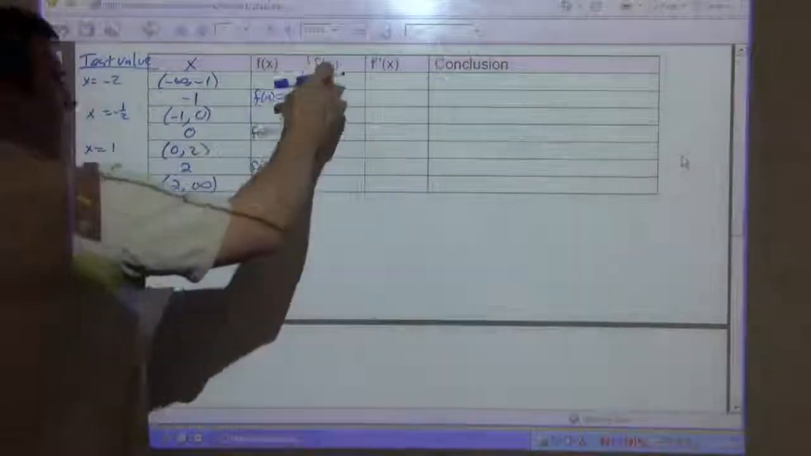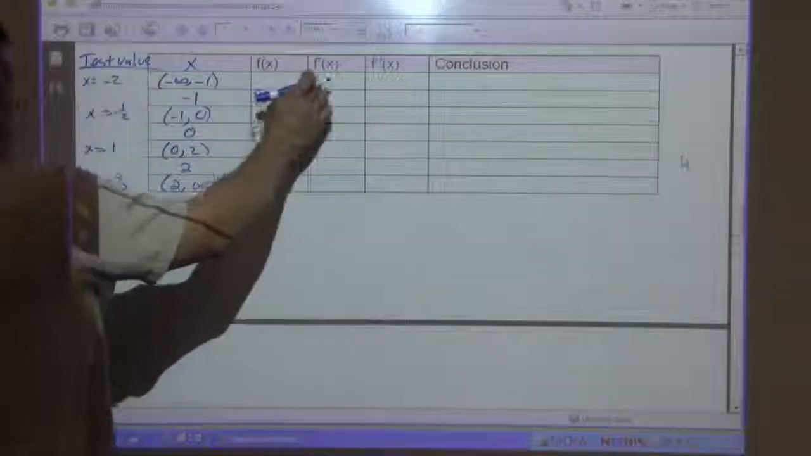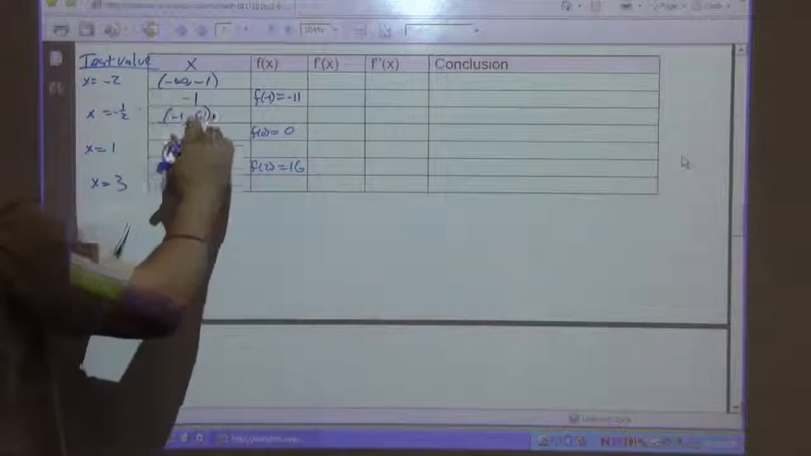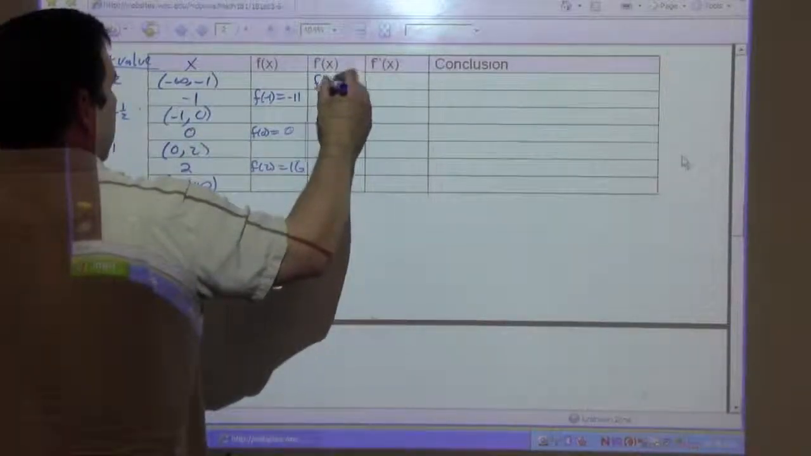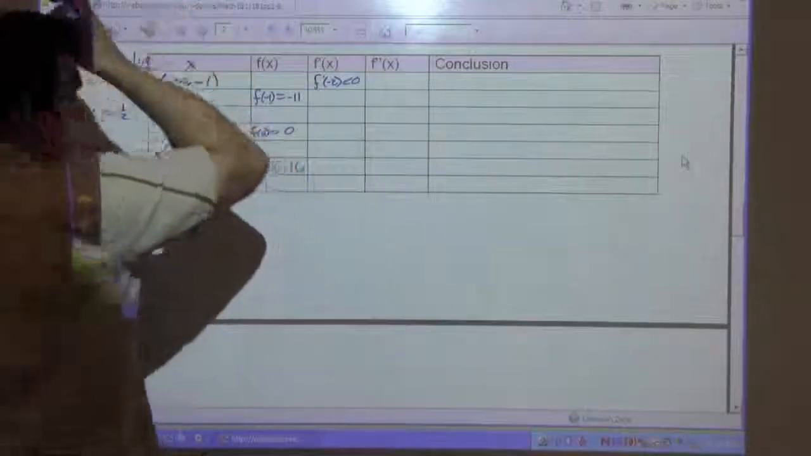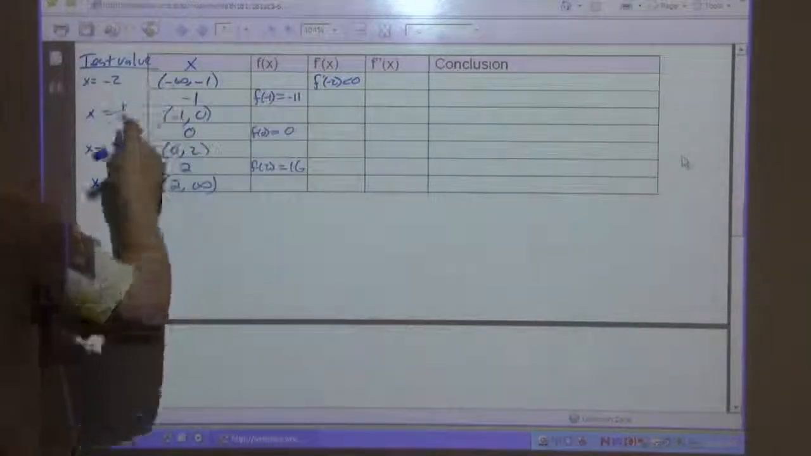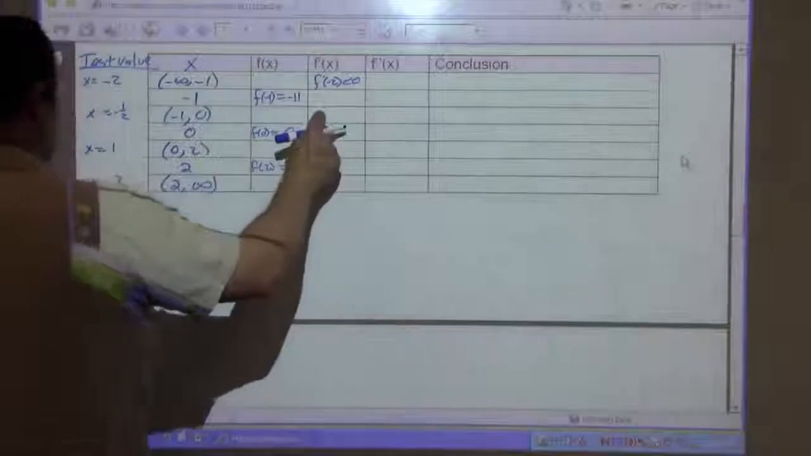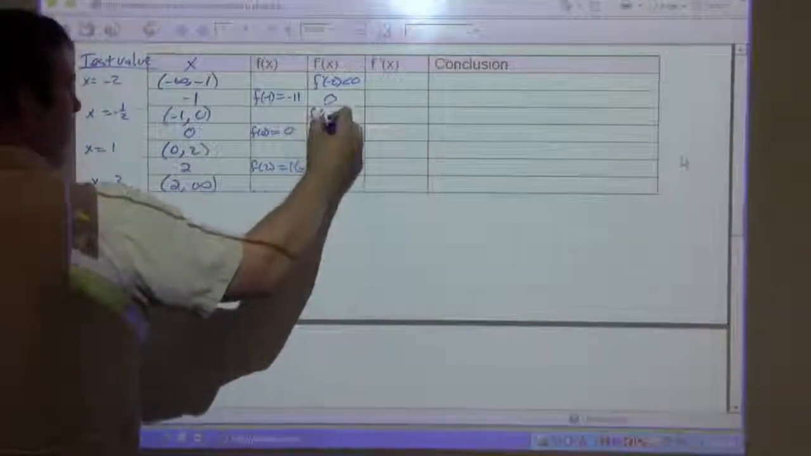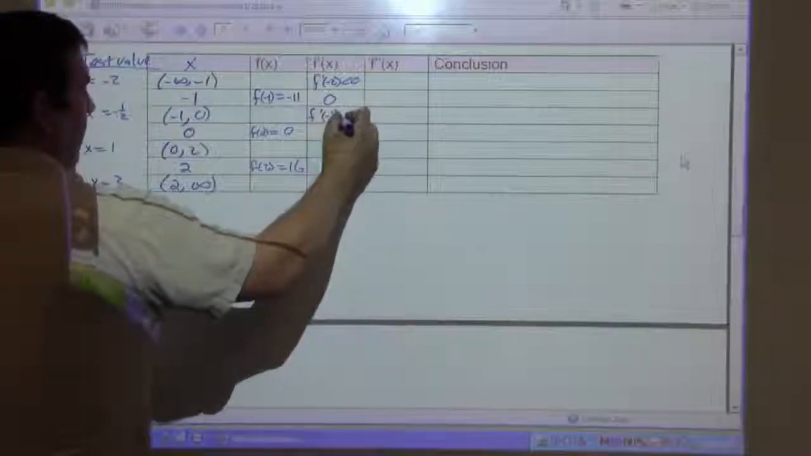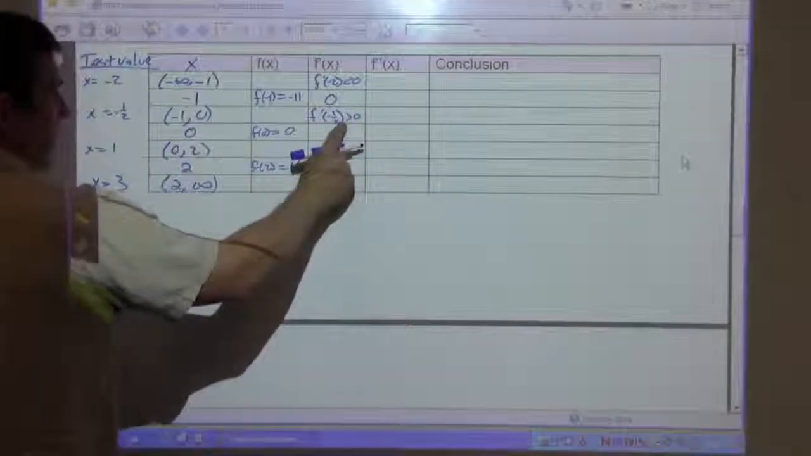Now for the first derivative, if I take this test value, I want to see is it positive or negative. Here, f prime of -2 is going to be negative. So that means that it's decreasing in this interval. For this interval, no, that's 0 there. F prime at -1/2 is positive, which means it's increasing there.